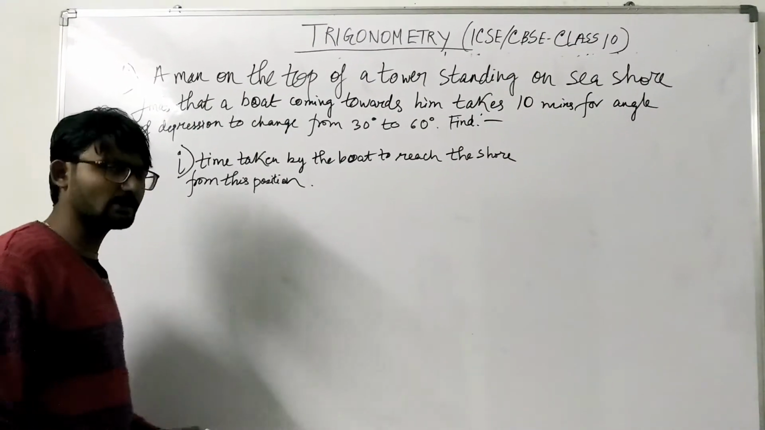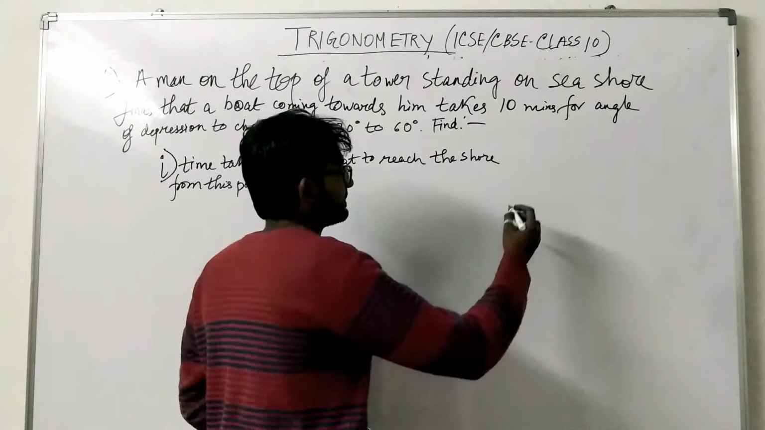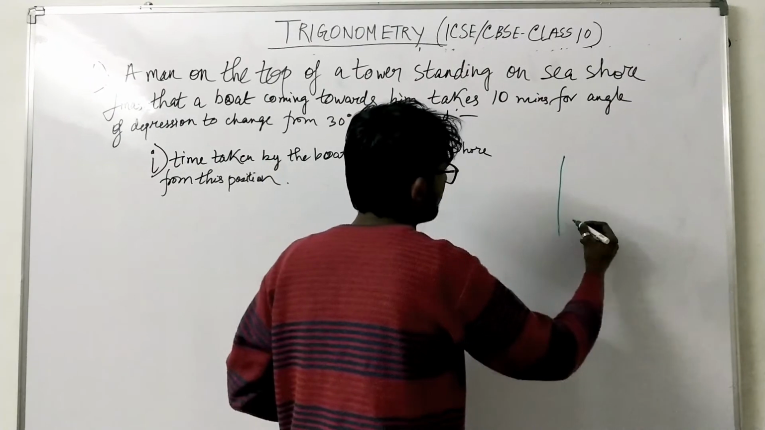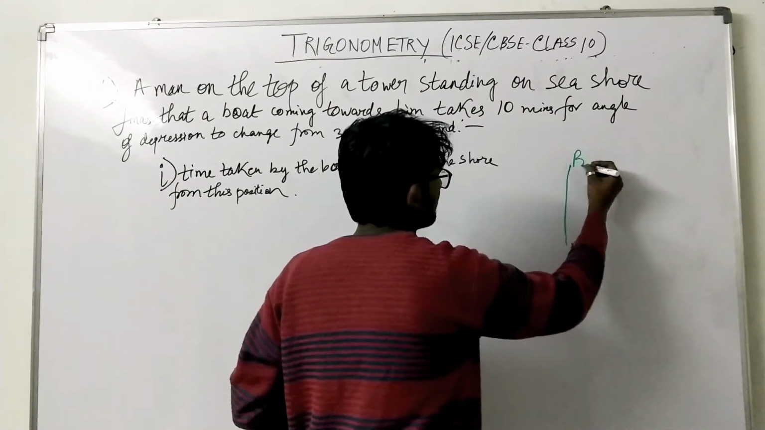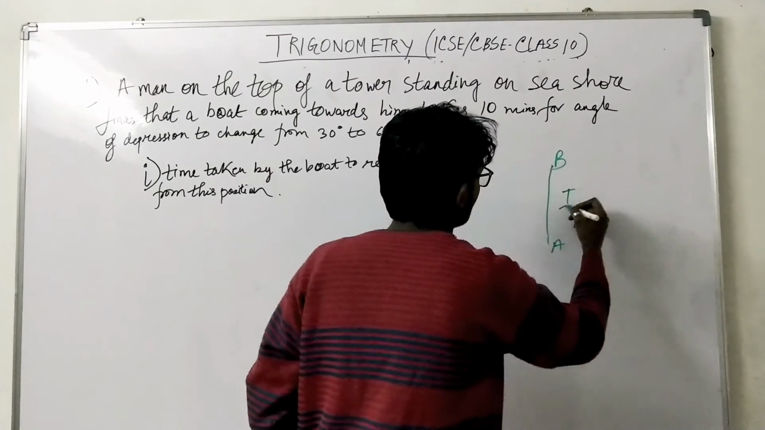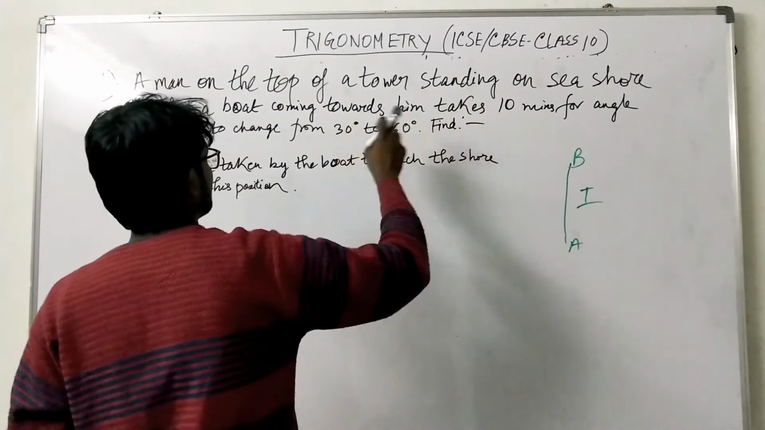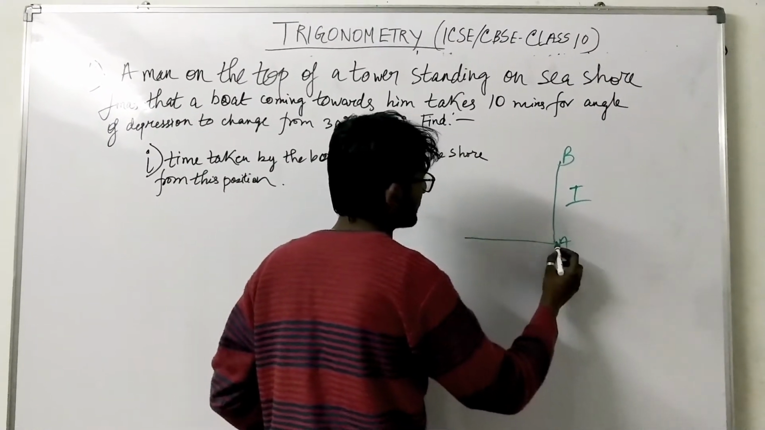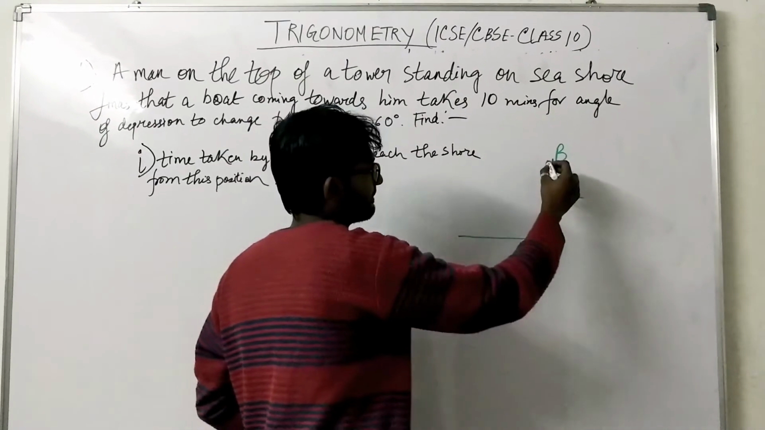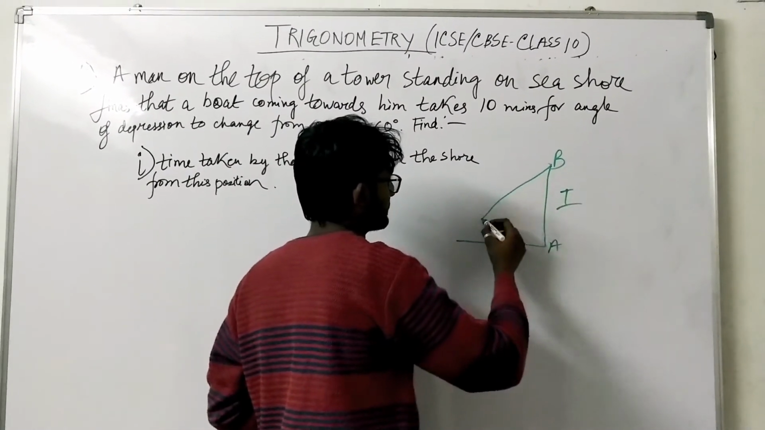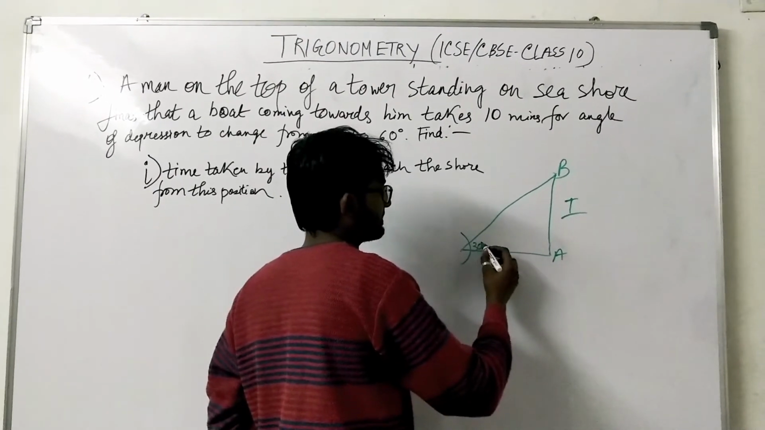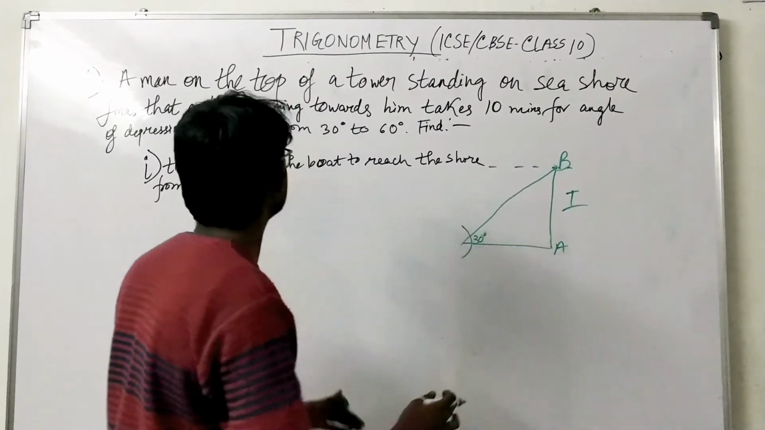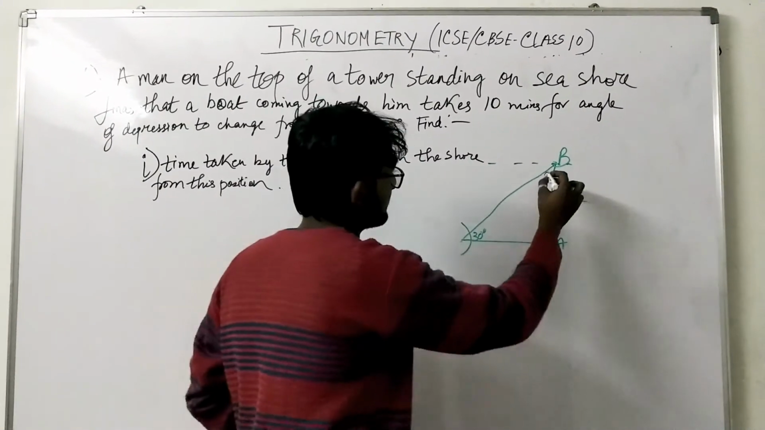Okay, so I will draw the diagram for you. See, a man on top of a tower. So let this be the tower, AB. He finds that a boat is coming towards him. So obviously the tower is on the shore only and the boat is coming to the shore. And the angle of depression, as you know, the man is seeing from the top of the tower. So first this is the angle of depression. It is being seen from the top of this tower, and suddenly it is changing from 30 to 60 degrees.